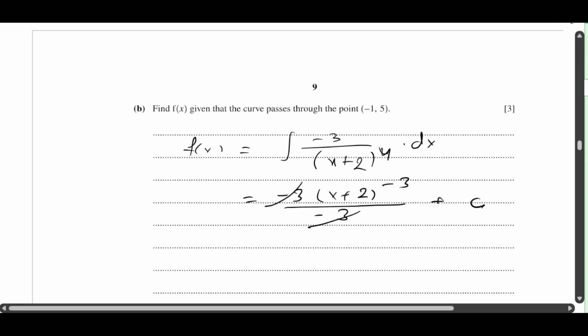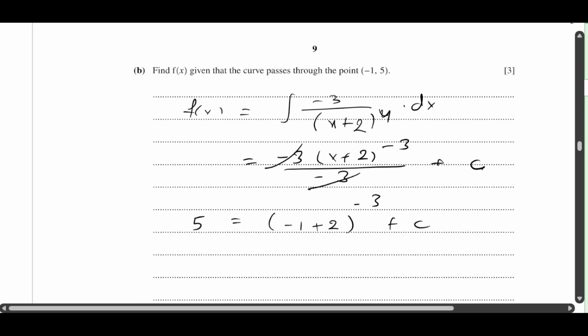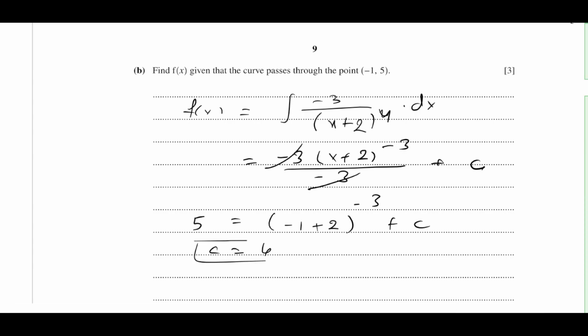Now it is given that point (minus 1, 5) is on the curve. So 5 is equal to, x will be replaced by minus 1. So (minus 1 plus 2) the whole power minus 3, plus c. So minus 1 plus 2 is 1. Any power of 1 is 1 only. So c will be 4.